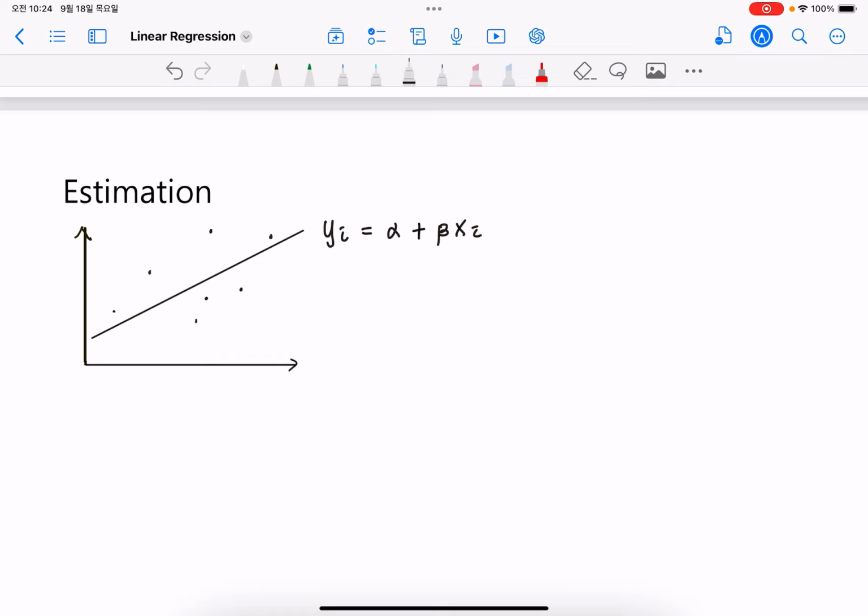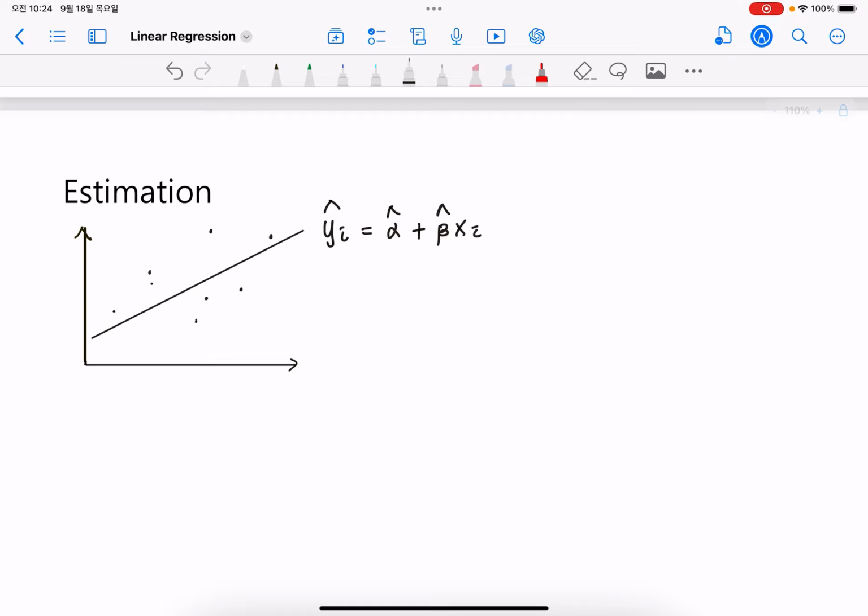When we estimate, usually we put hats above for the estimation to differentiate with the actual value, right? So in this case, y hat would be the predicted value of y under this regression line.